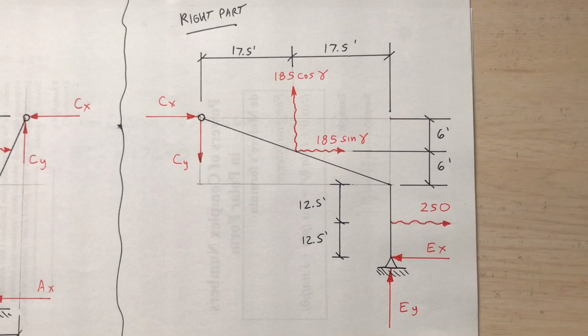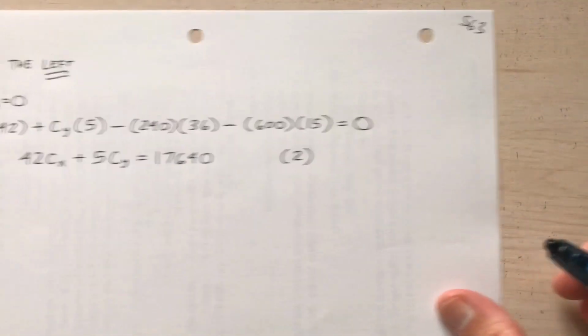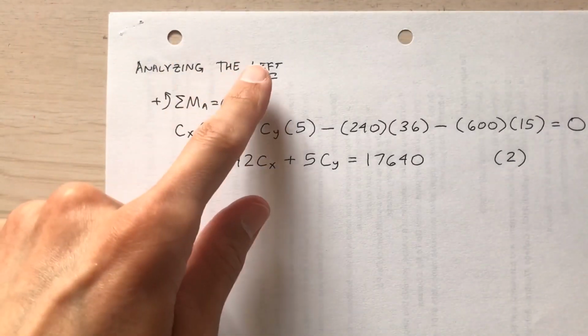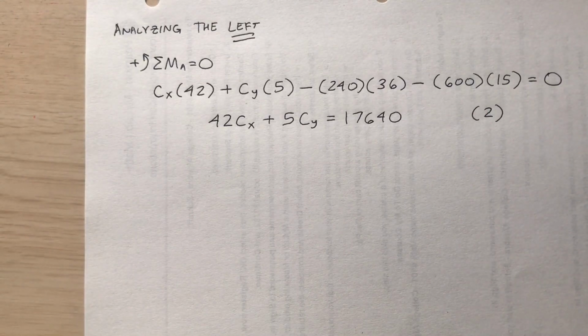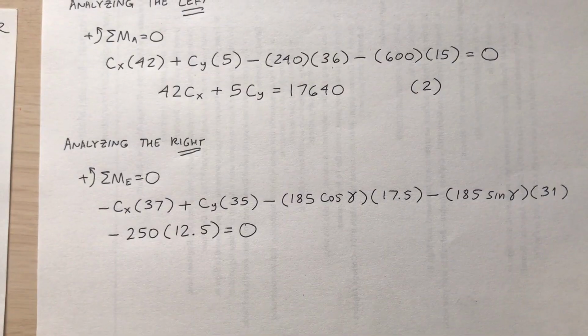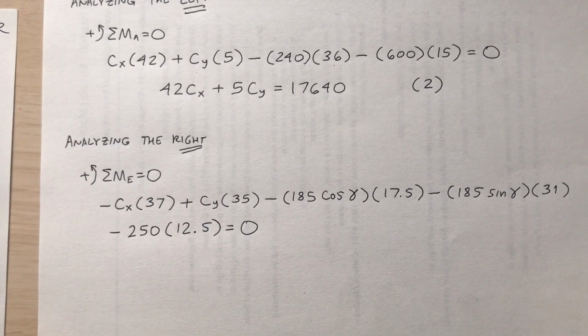Okay, so get a good look at this picture, because now I'm going to analyze the right portion of the frame and take the sum of the moments about point E. Here was my calculation analyzing the left, so now I'm going to analyze the right by taking the sum of the moments about point E. And so I get this: analyzing the right, the sum of the moments about point E is 0.